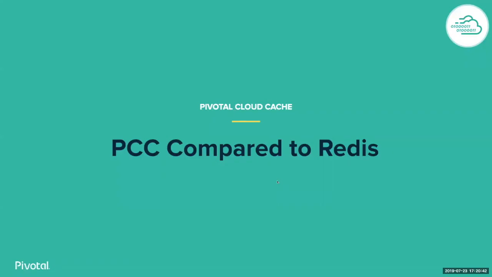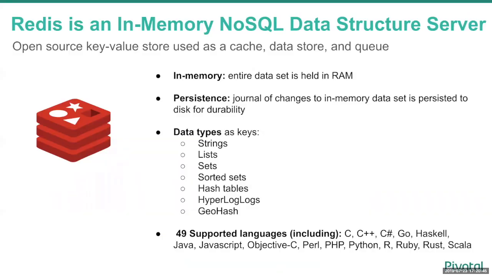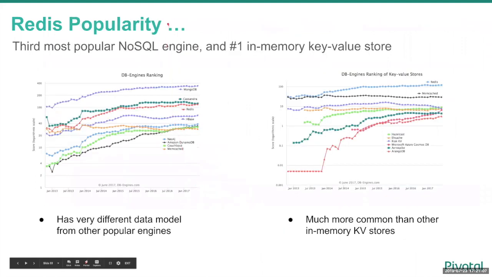So how does it compare to Redis? Redis is again an in-memory data grid. It's open source also, and again a key-value store. It does persistence, journaling to disk for durability, and it supports many data types as well as many languages. It is very popular. It's the third most popular NoSQL engine, and also the number one in-memory key-value store. So this is our biggest competition out there, Redis.